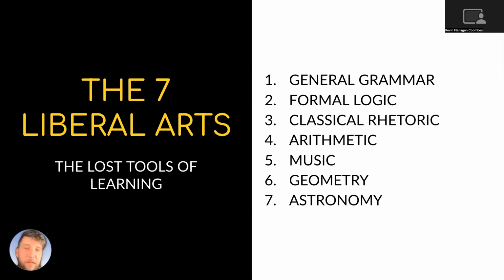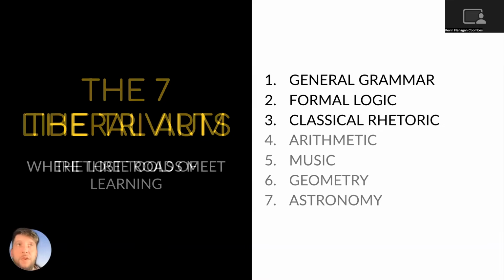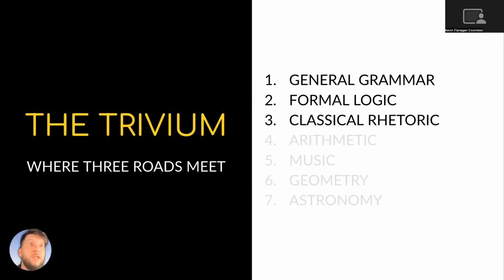Now, this is going to make sense as we go along. But for convenience, I've listed the 7 subjects here again. You have the first 3 of grammar, logic, and rhetoric, or general grammar, formal logic, and classical rhetoric. And then you have the following 4 of arithmetic, music, geometry, and astronomy. Now, first of all, we're going to look at the trivium.